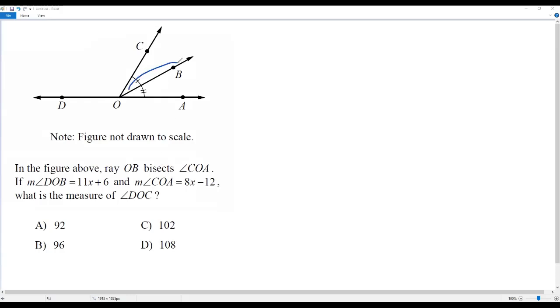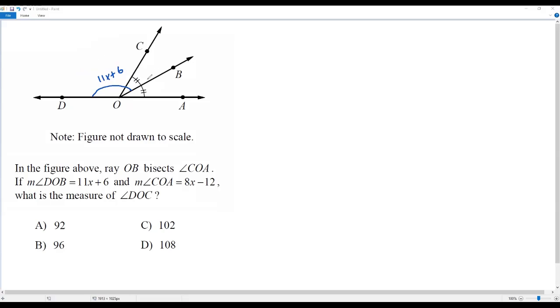Okay, so here the ray OB bisects the angle measure COA. That means this OB divides the angle measure COA into two equal parts. So the markings over here indicate the angle measure COB and the angle measure BOA are equal, because angle measure COA is bisected, that is divided into two equal parts by OB. And the measure of angle DOB is given, that is 11x + 6. So we have to find the measure of angle DOC. This is the angle measure we have to find.